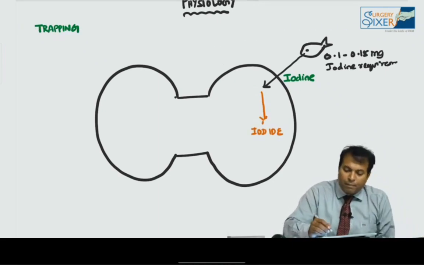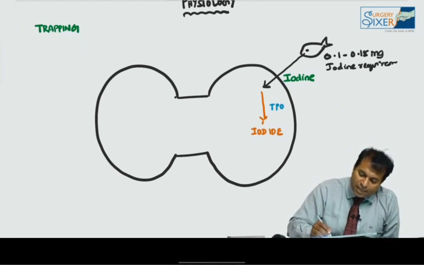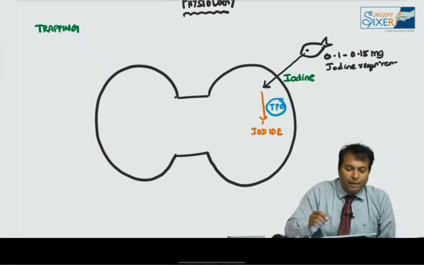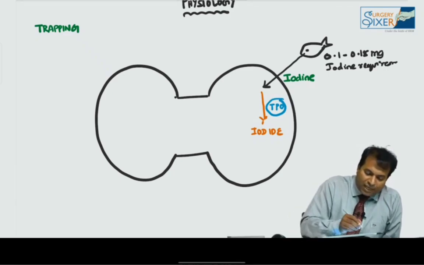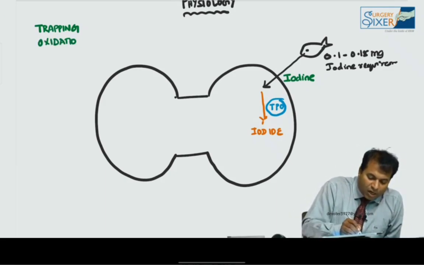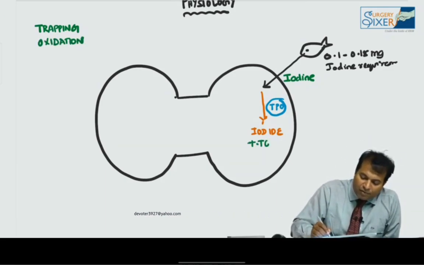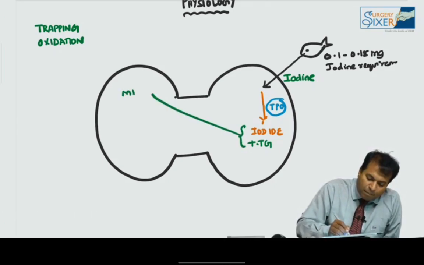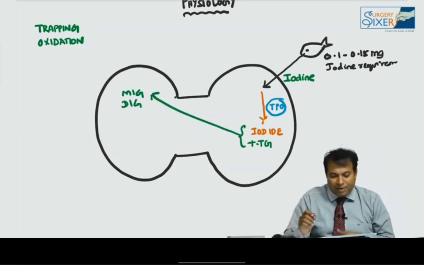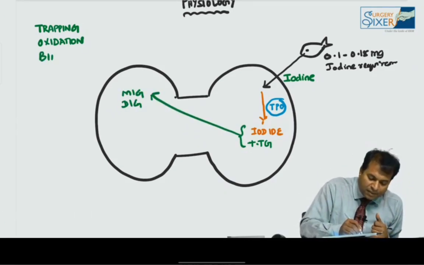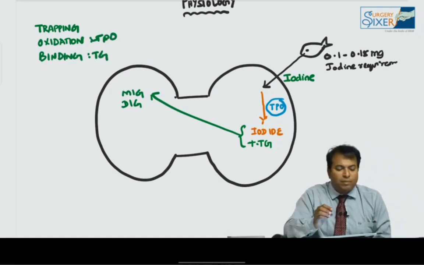It is oxidized to iodide by a substance known as thyroid peroxidase enzyme. So the first step is trapping of iodine, and the second step is oxidation of iodine to iodide by thyroid peroxidase. Then the third step is the iodide will bind with thyroglobulin, resulting in monoiodoglobulin and diiodoglobulin in the gland. So the third step is binding with thyroglobulin.